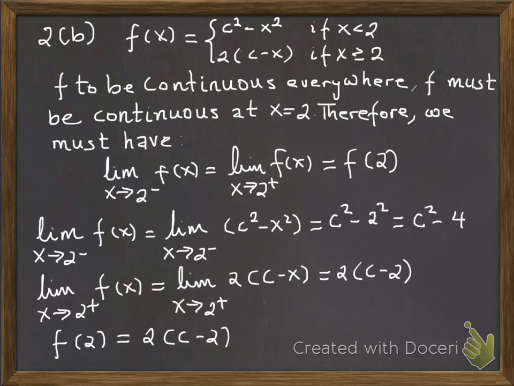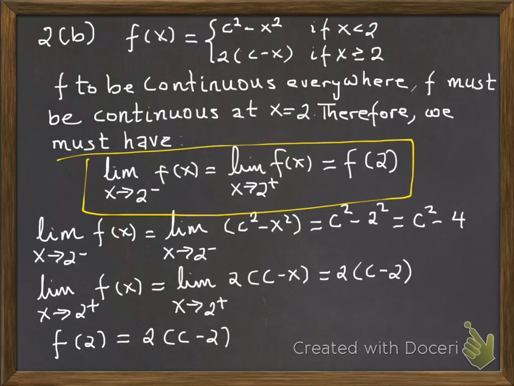Clearly, it is continuous for x less than 2 and for x greater than 2. So the problem is, how about when x is equal to 2? In that case, we require this condition to be fulfilled. This is the condition for the function to be continuous at 2. So the problem boils down to manipulating this yellow box.